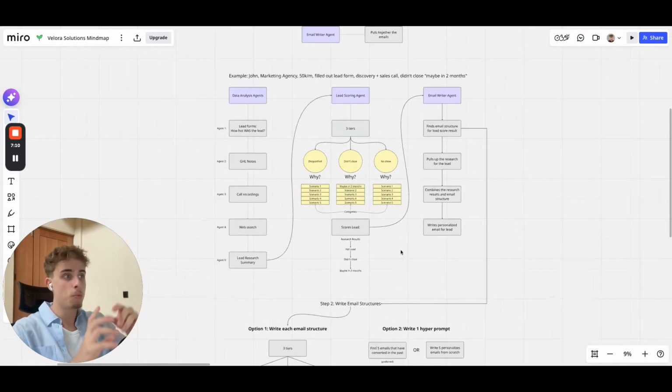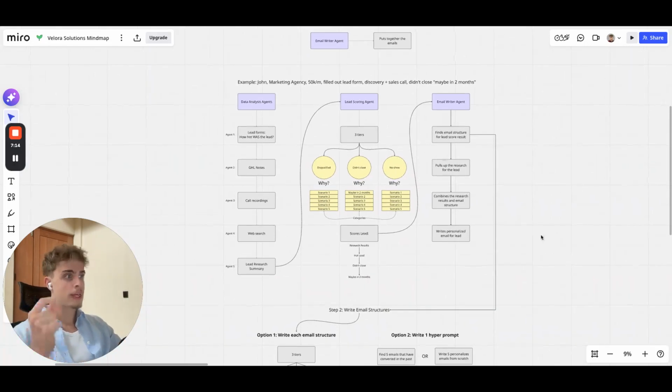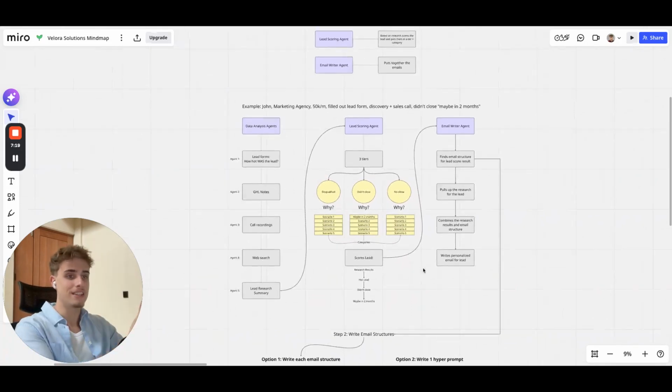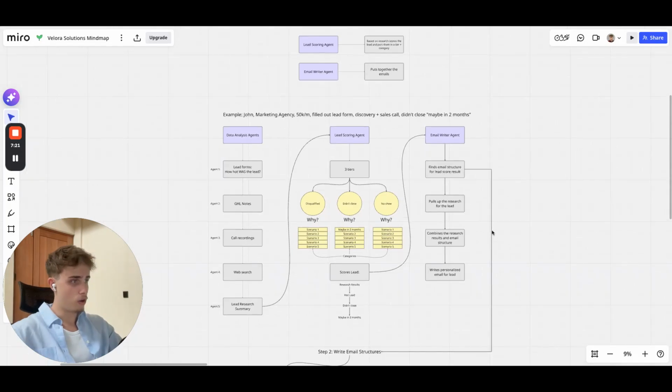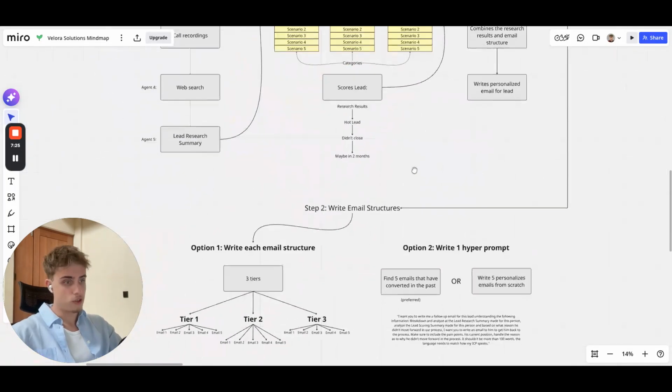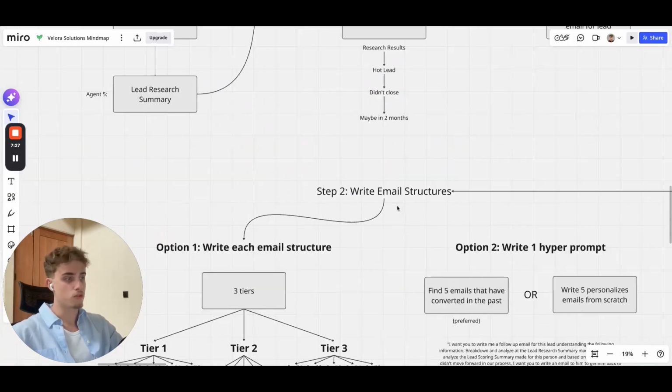That's step number one. We need to build this system. We need to build these cloud agents to make sure that we know everything about the prospect and we have the proper email structure set in place in order for us to be able to send these emails out to our prospects as follow-ups. So now, how do you build these email structures is the question. So step two is going to be writing the email structures.